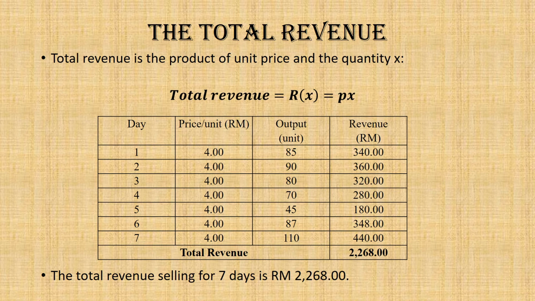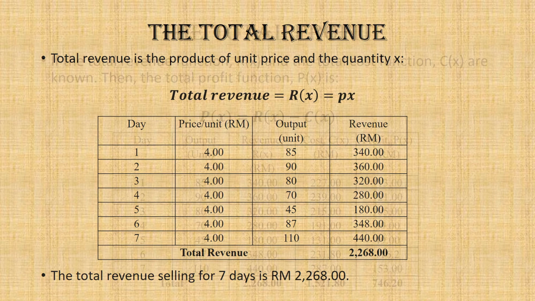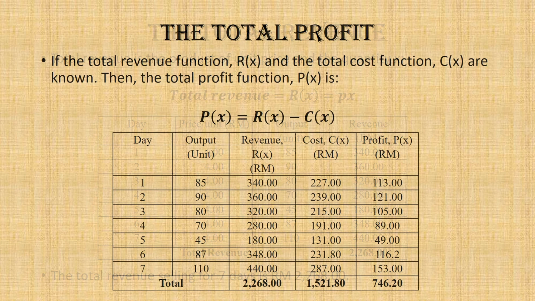And for day 5, RM4 per unit times 45 units equals RM180. Day 6 is RM4 times 87 units equals RM348. And the last day, day 7, is RM4 per unit times 110 equals RM440 for the revenue. So the total revenue for the 7 days is RM2,268.